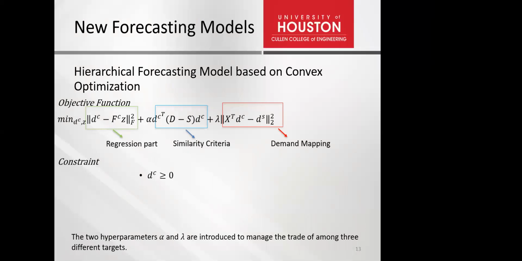So once we have the accurate association matrix that we identified using the previous method, we move to the forecasting model. Now this forecasting model is based on convex optimization, and it has three parts. The first part is the regression part, which is a simple regression model in which we are trying to estimate the delinquency in the census tract based on the census tract features.